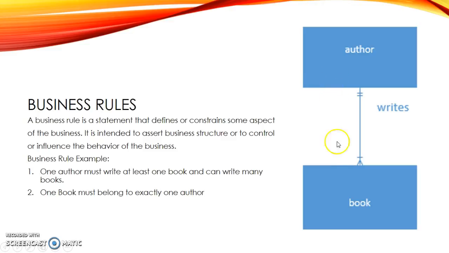So that's one way, and the other way, one book must belong to exactly one author. The two lines right here. Now this is a relationship type. Writes.